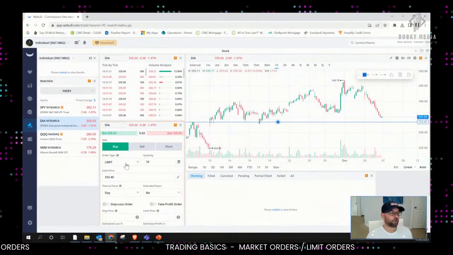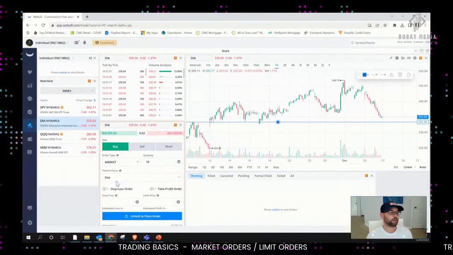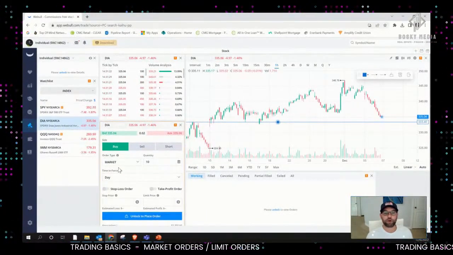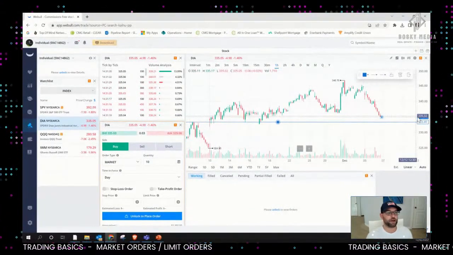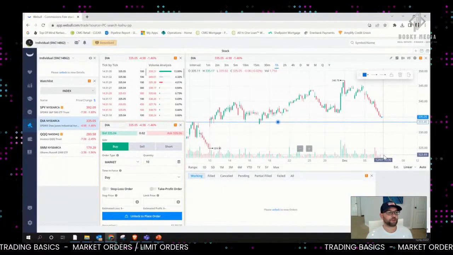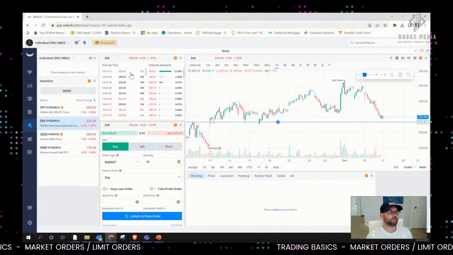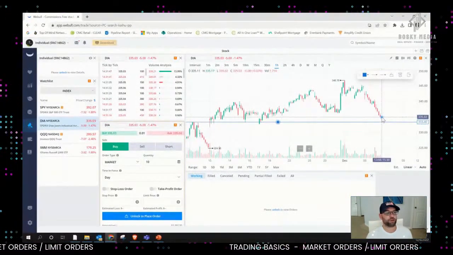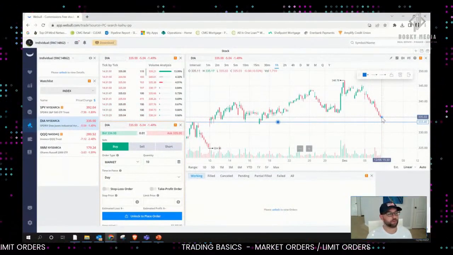Now what a market order is, let's change this to market, and you'll notice that that price goes away. Because what a market order is going to do is immediately fill you at the current price, or at the first price that someone is selling at, right? So you would get filled around this price on a market order. That's going to be an immediate fill.